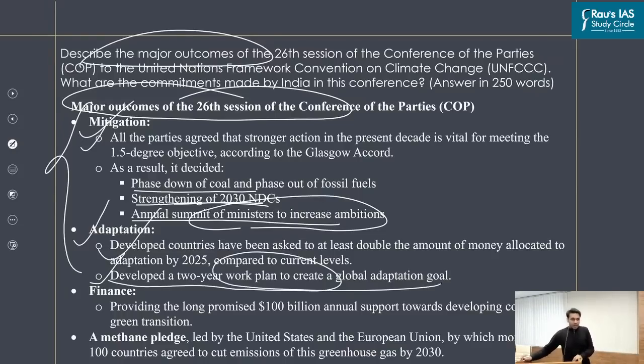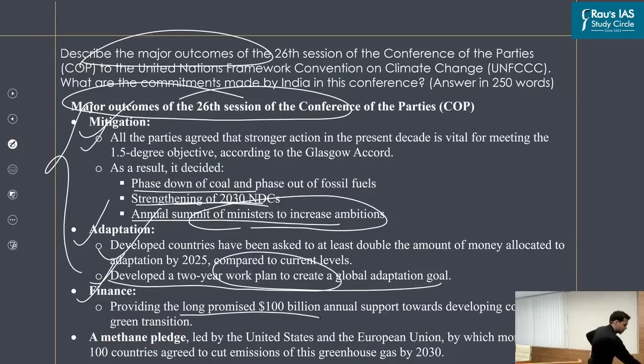All right. Financing has been a long-standing cause of concern for developing countries, because in 2009 in Cancun, the developed countries promised to come up with a $100 billion fund to transfer technology, which they did not deliver. In Madrid they did not agree, but in Glasgow, they have agreed to provide $100 billion starting 2025.